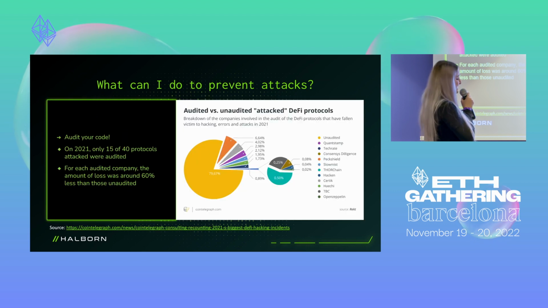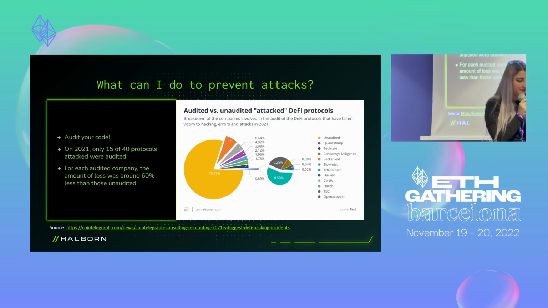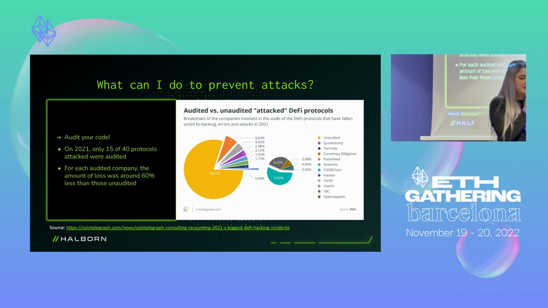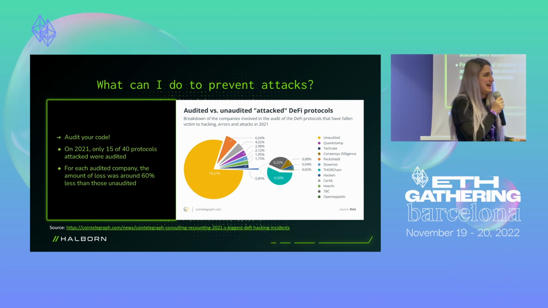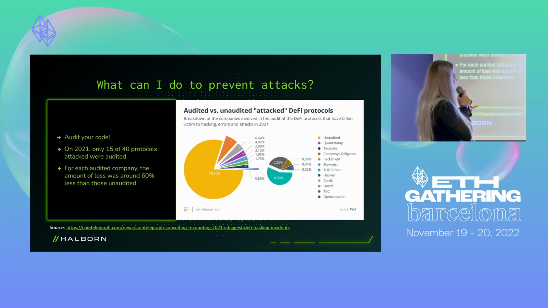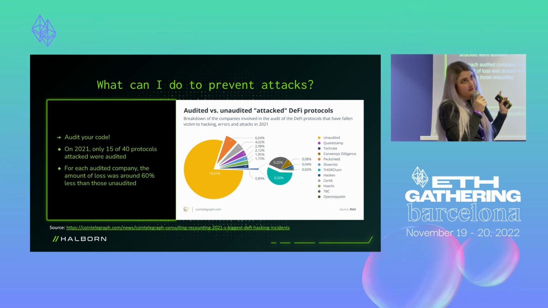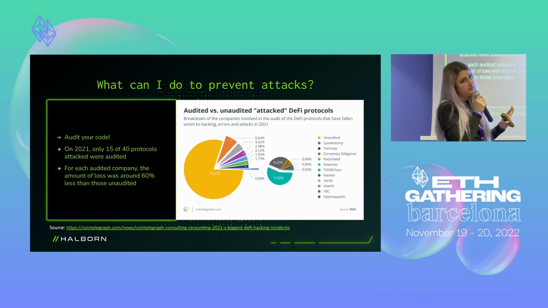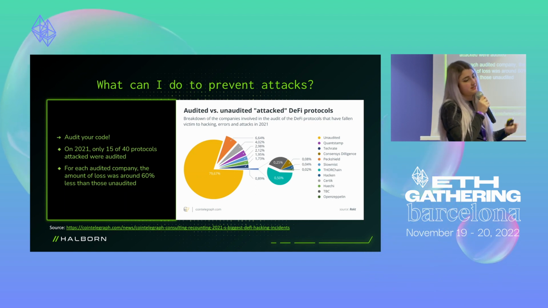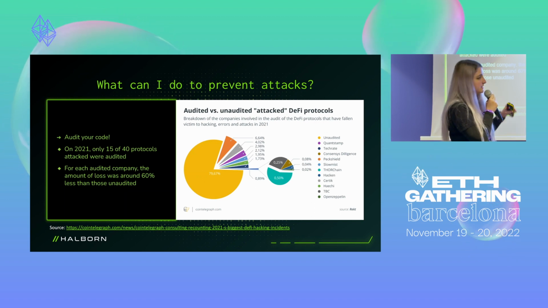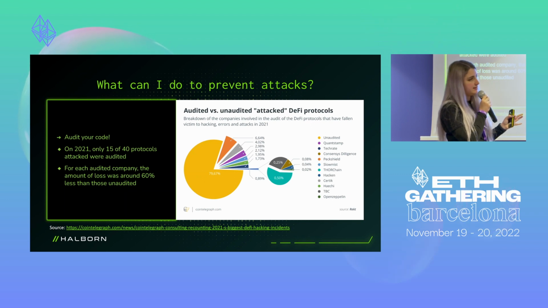And this is the main thing we think you should do. We are an auditing company, so it's what we recommend. But I have attached a little bit of data. In 2021, out of the 40 protocols that were hacked, only 15 were audited, and their losses were around 60% less than those that weren't audited. But everything so far is before the contract is deployed. What happens if your contract is already deployed on chain? What can you do to prevent these kinds of attacks?